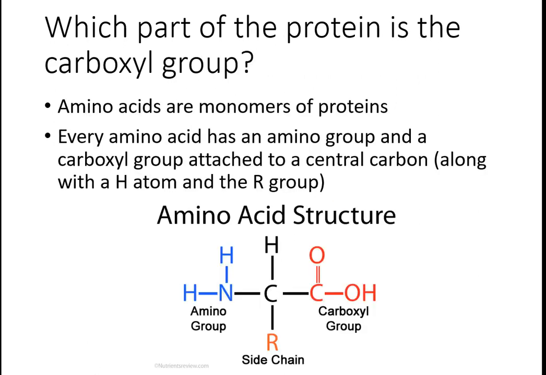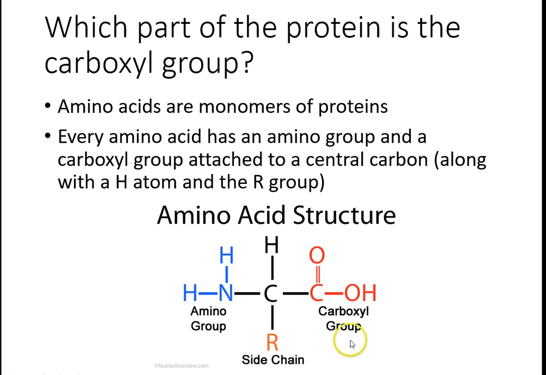Another question asked which part of the protein is the carboxyl group. And so remember, proteins are made up of monomers called amino acids. And every amino acid is going to have an amino group, which we can see here. Amino groups have nitrogen in them. Also a carboxyl group. And this is the carboxyl group, which is a COOH. And so it's going to be the part that turns it into an acid.